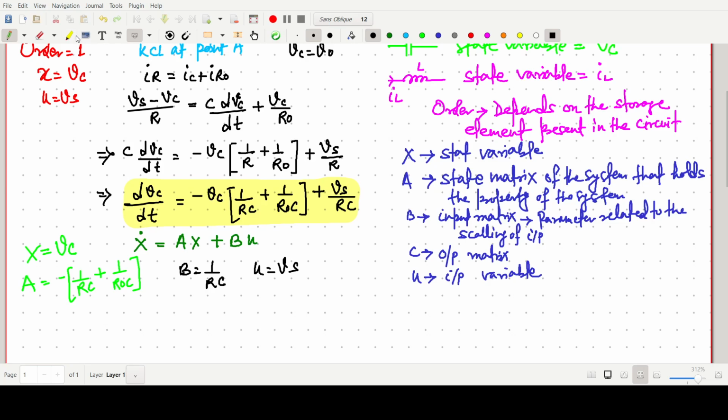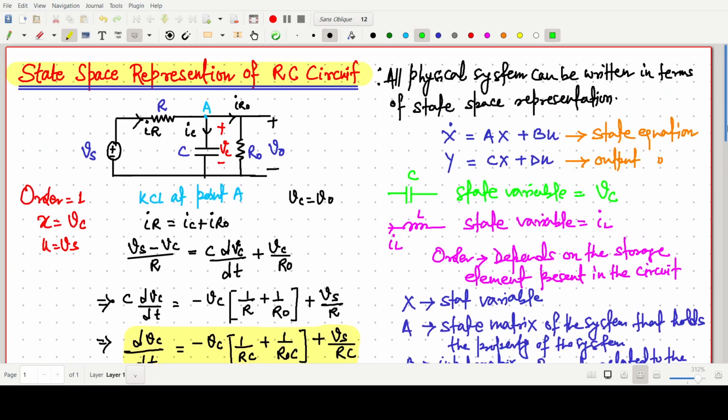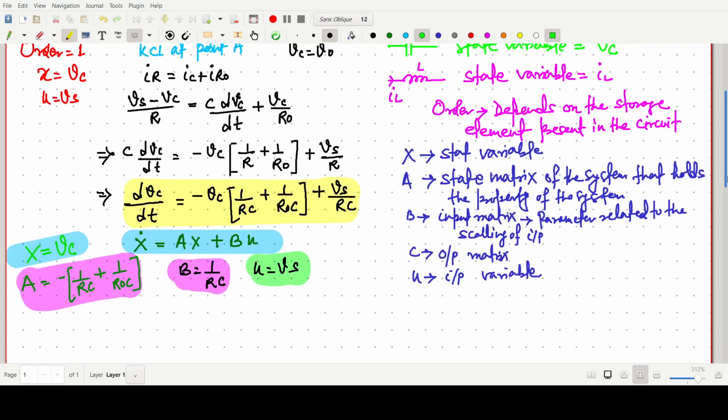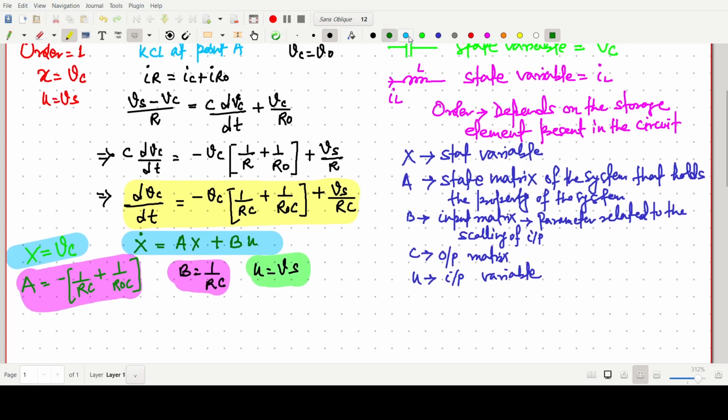So we have written it in terms of this. Like x is our Vc, A is this. Clear? This is a very easy example. B is this, and u is this. So this one is the state equation. Okay, so it is very easy. Then after, we have to write the output expression.